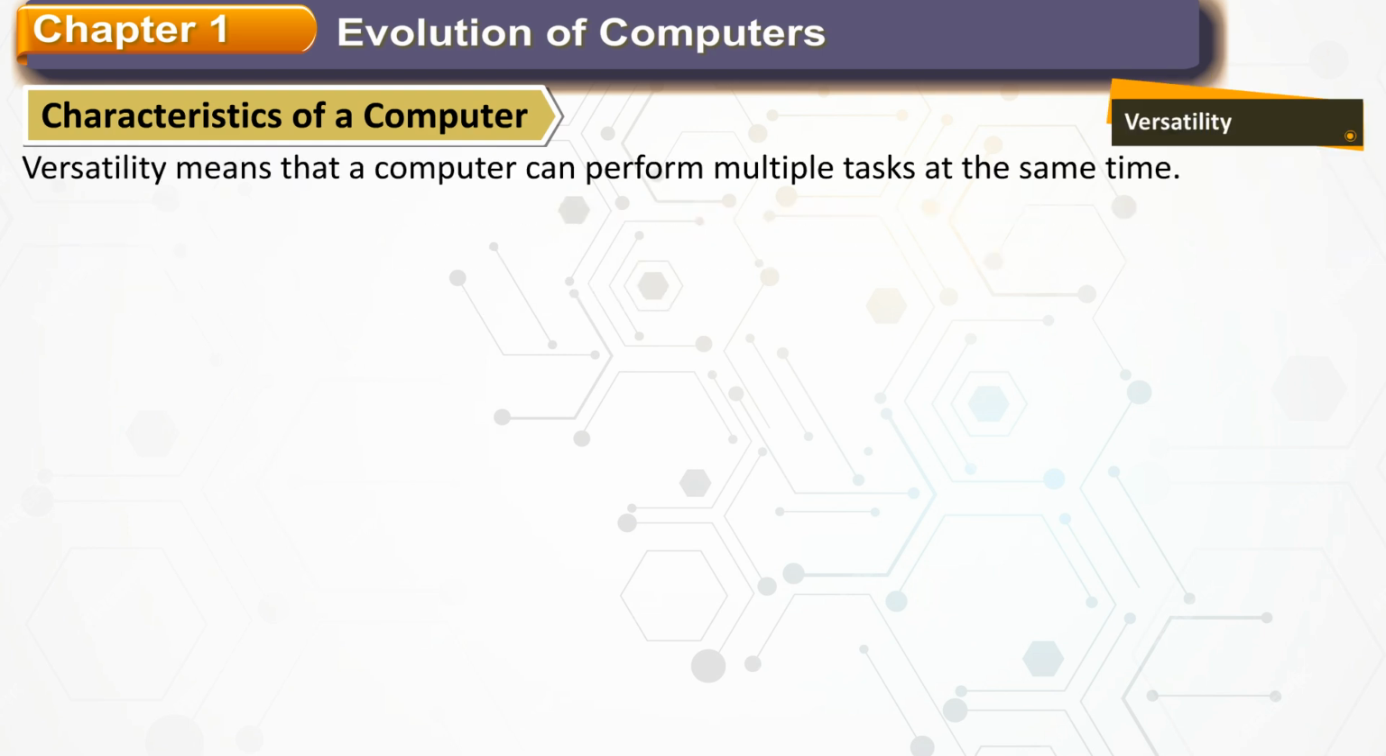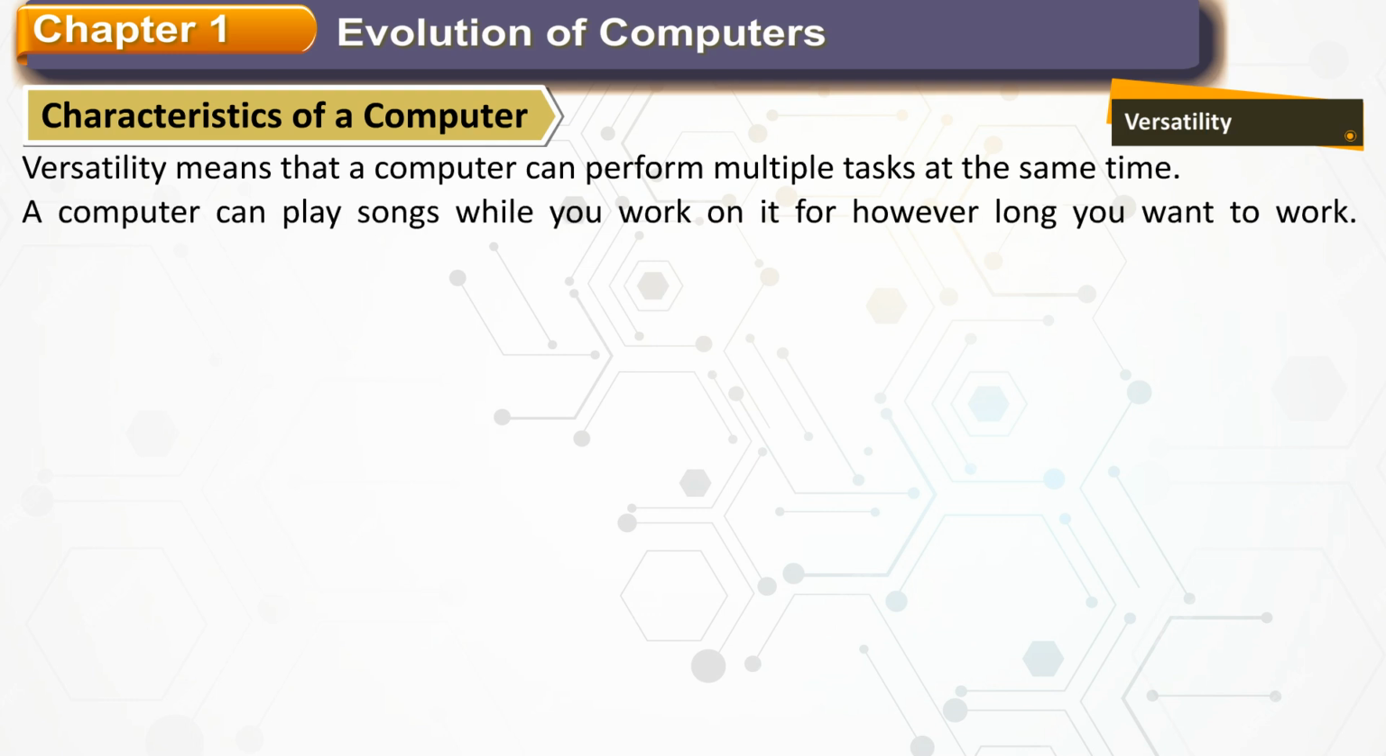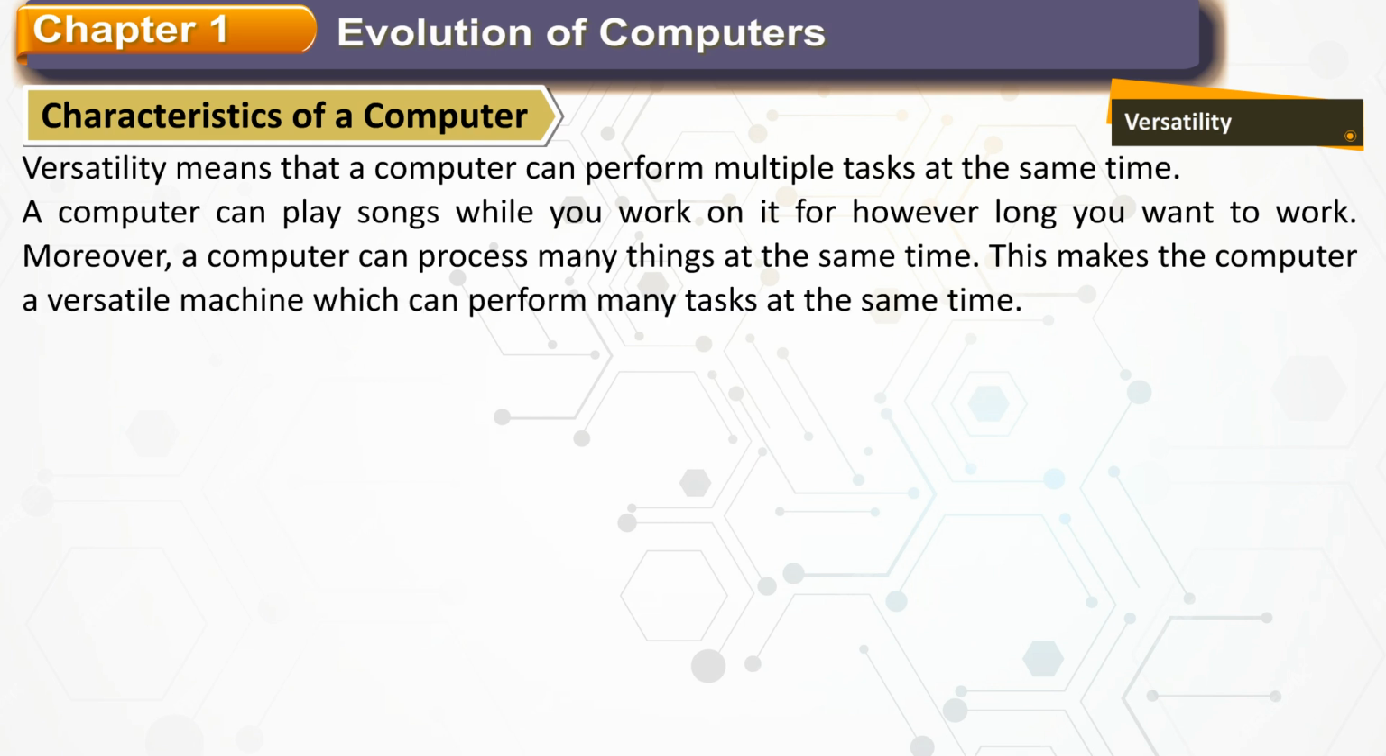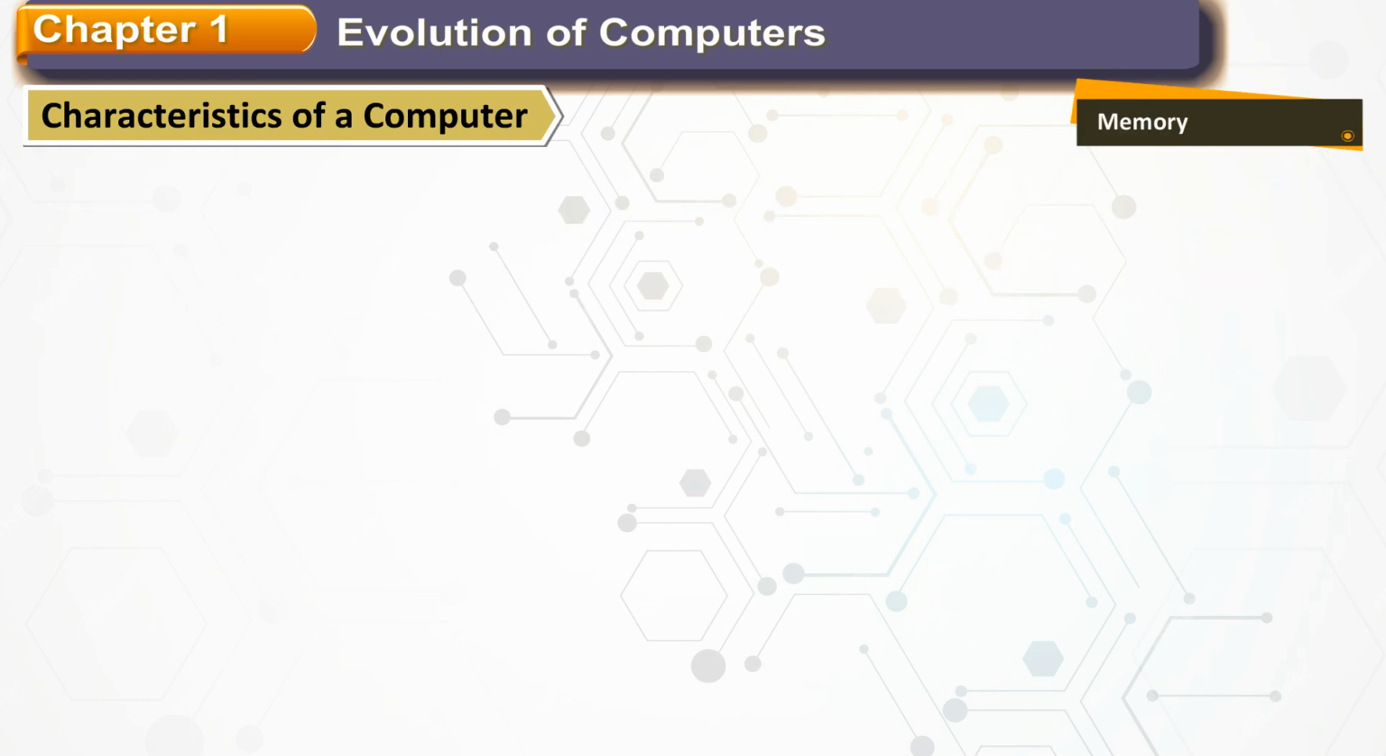Versatility. Versatility means that a computer can perform multiple tasks at the same time. A computer can play songs while you work on it for however long you want to work. Moreover, a computer can process many things at the same time. This makes the computer a versatile machine which can perform many tasks at the same time.